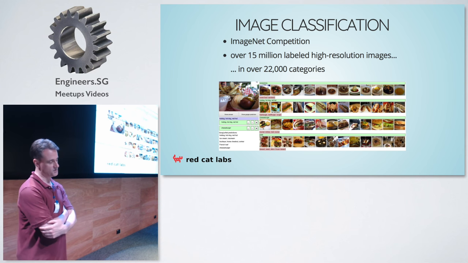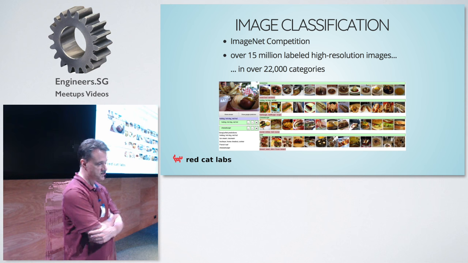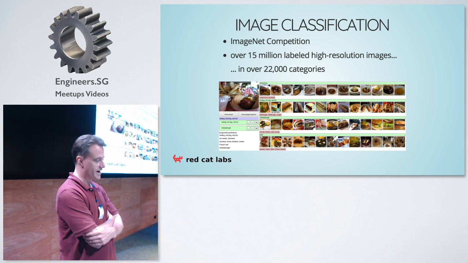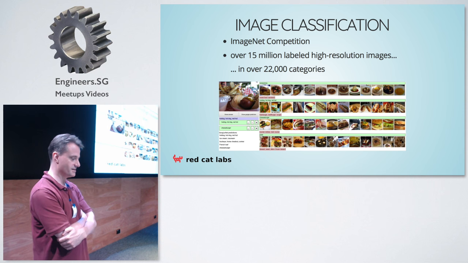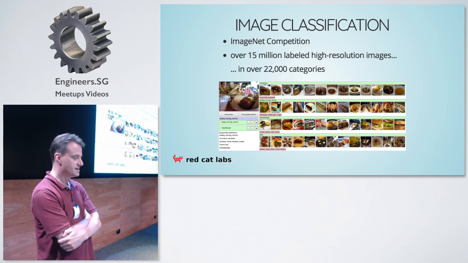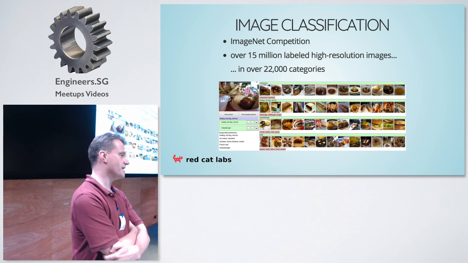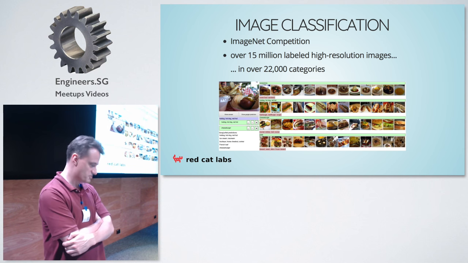So the task for ImageNet is to classify, for any one of these images, which of 1,000 different categories it's from. It used to be that people could score adequately well and were making incremental changes in how well they could do this. But the deep learning people came along and kind of tore this to shreds.